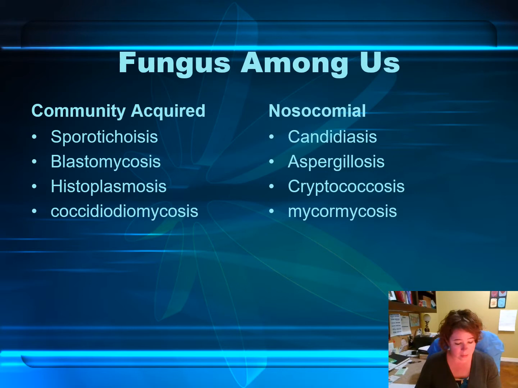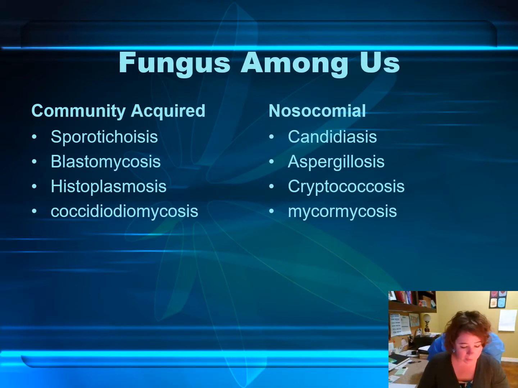Like sporotrichosis here, that's where you would get it from roses. Blastomycosis comes from decaying wood products. Histoplasmosis is from bat and bird droppings and cat droppings. Coccidioidomycosis comes from the soil. Candida, you normally have Candida that lives in your vagina anyways. It's just under control. But when it gets crazy down there, it can overdo it.